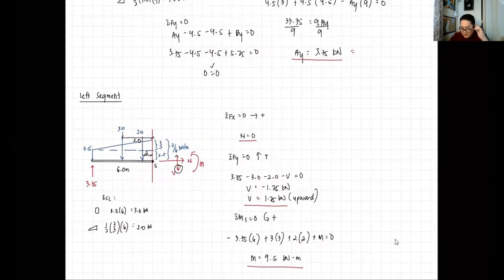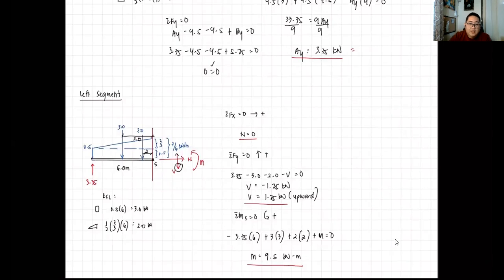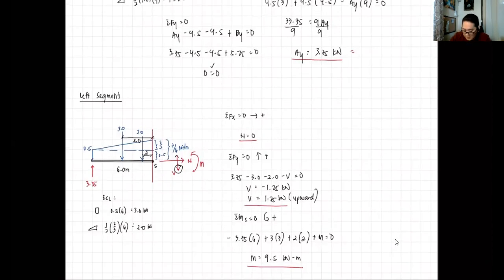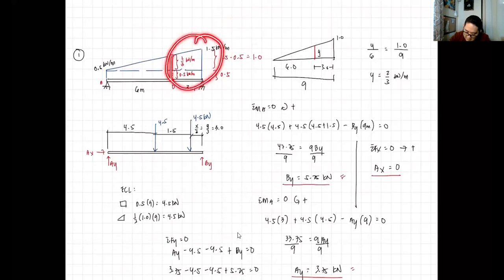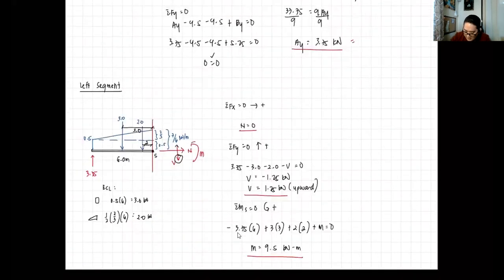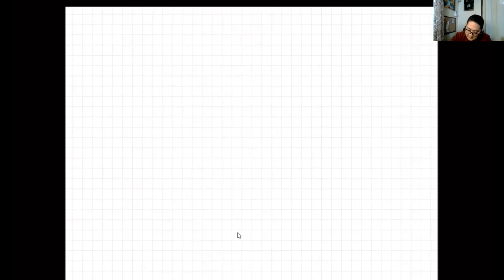Now to check if the values are the same as the calculated values, what we need to do is to get the right segment also, no? So our right segment will be composed of a trapezoidal load and then our reaction By. So we'll calculate that.